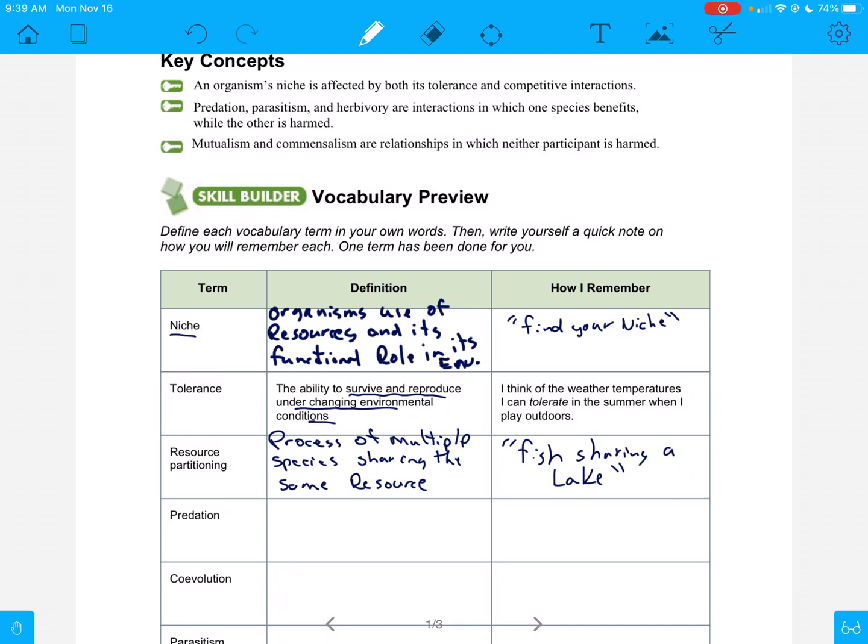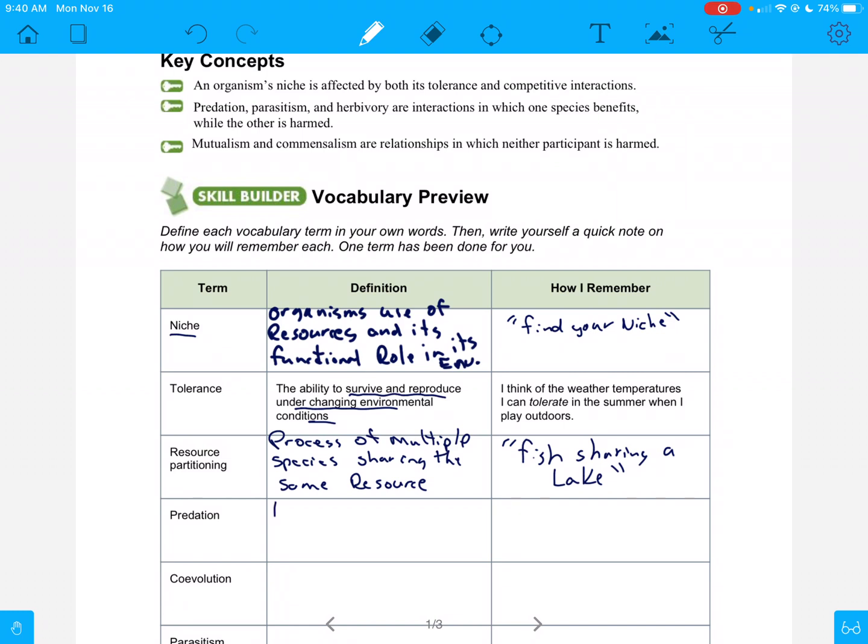The paragraph that goes along with it says, every living thing needs food, and for many animals that means eating other living organisms. Predation is the process by which an individual of one species, a predator, hunts, captures, kills, and consumes an individual of another species, the prey. Interactions between predators and prey influence community structure by helping determine the relative numbers of predators and prey. Okay, so what is predation?